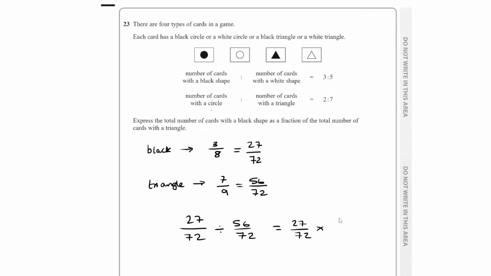There's different ways to do it, different ways to look at it, but as long as you get this same answer that we're about to get, then it's fine. You can see here, obviously, you don't need to actually multiply it because the 72s will just cancel, right? So don't actually try and multiply it. You should get 27 over 56.